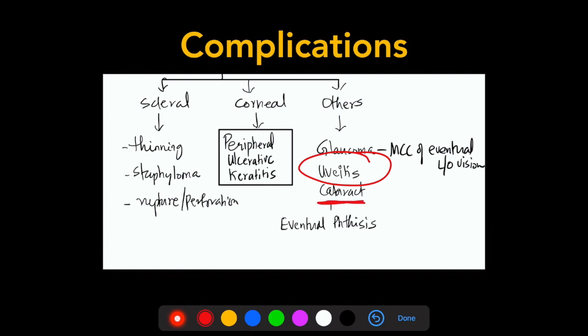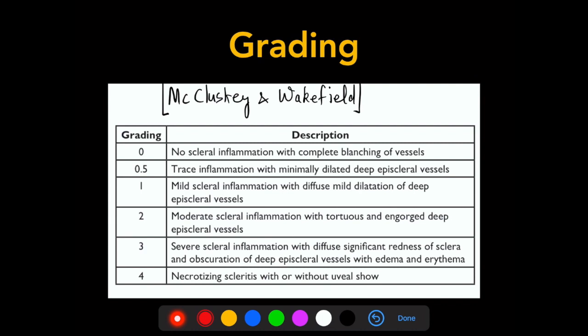Cataract is obviously going to occur in any complicated cases. But the end result of scleritis is going to be an eventual phthisis, or a shrinkage of the globe, called phthisis bulbi. So we have this important grading. This grading is not important, remember, but the name is important. It is the McCluskey and Wakefield classification or grading of scleritis. You may pause the video to read by yourself the different grading and what they mean. So that is the grading of scleritis.